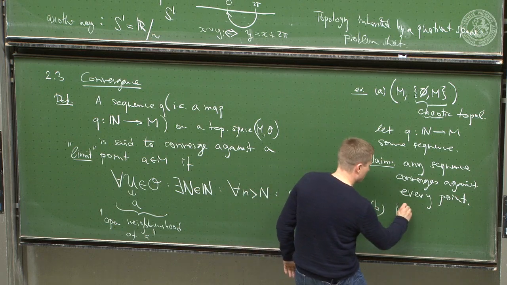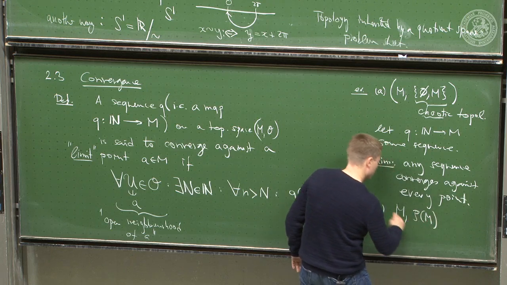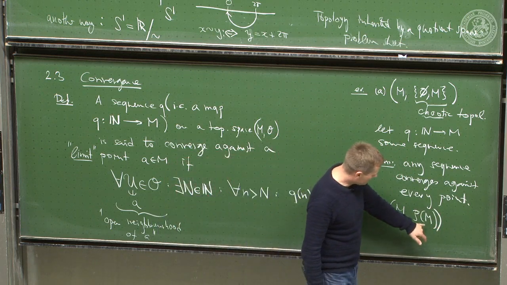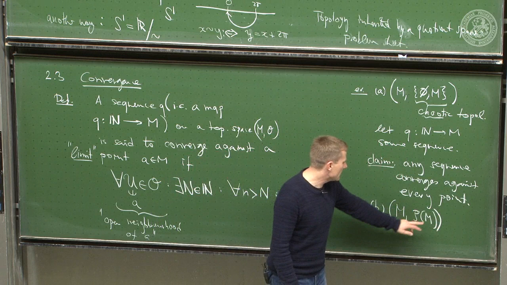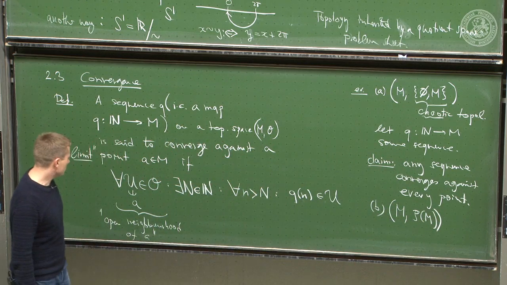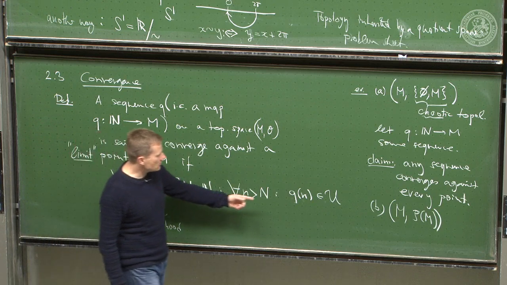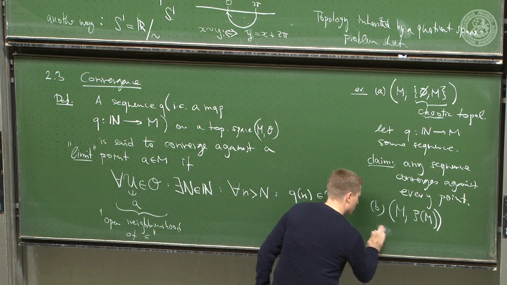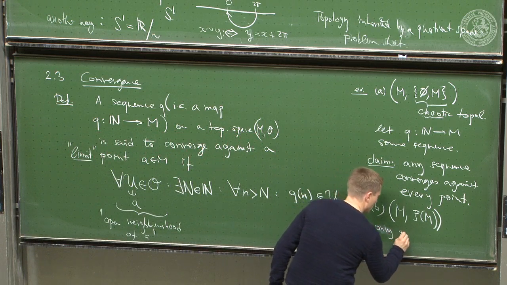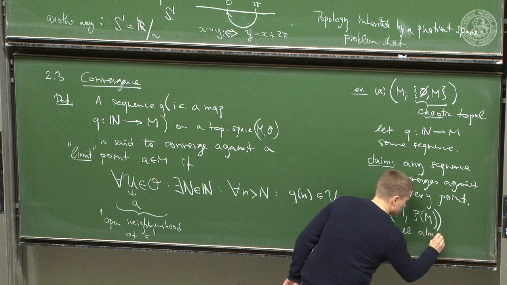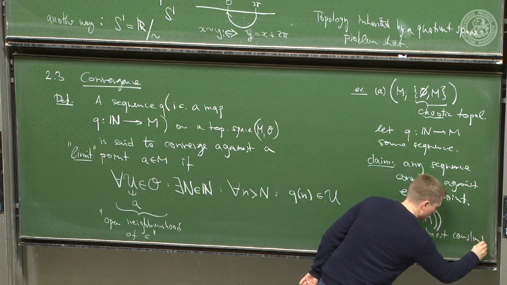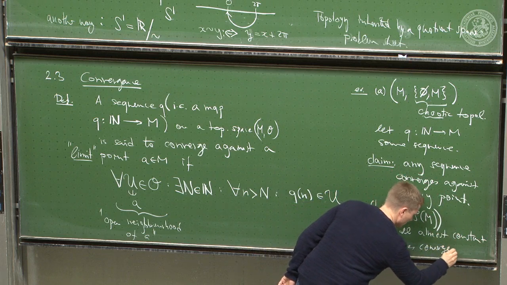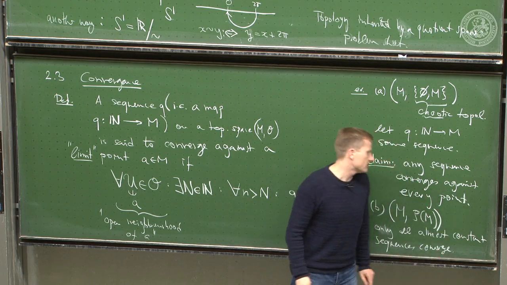Similarly, you could look at M and equip it with the discrete topology. What happens then? Well, then every set is open, and unless the sequence finally is constant, only almost constant sequences converge, and if they converge, again it is against the constant.